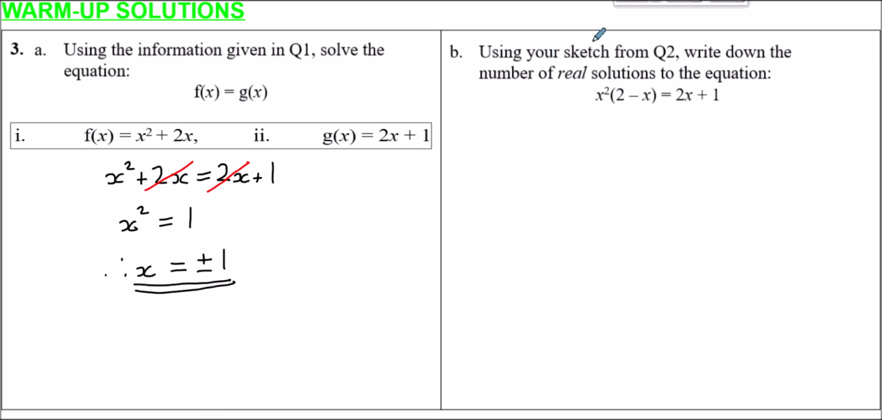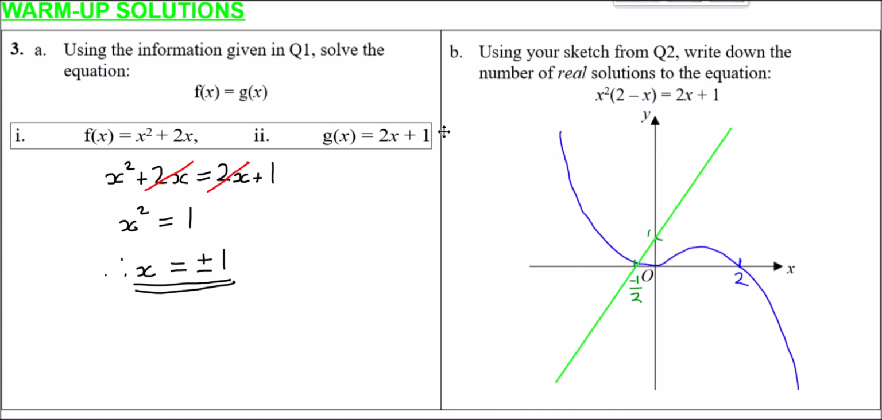For part B, it asks us to use a sketch from question 2 to write down the number of real solutions to the equation x squared brackets 2 minus x equals 2x plus 1. Note very carefully, this question isn't asking us to solve this equation, it just wants us to answer how many solutions the equation would have. And so if I just return to our sketch from question 2, we had something that looked a bit like this. I've just shrunk it down so it fits onto this screen. So the number of real solutions is just the number of intersections of these two graphs. So we can clearly see here, there's only one point of intersection, which is here. So we can just make the note that because there's one point of intersection, that's one and the same thing as saying there's one solution. One intersection, therefore, whoops, this pen's going a bit strange today. So therefore, one solution.